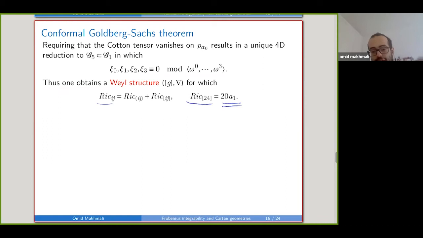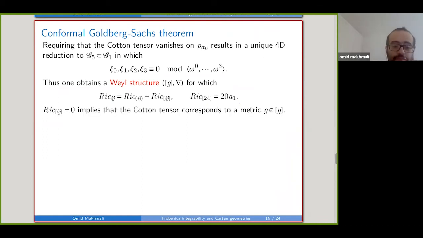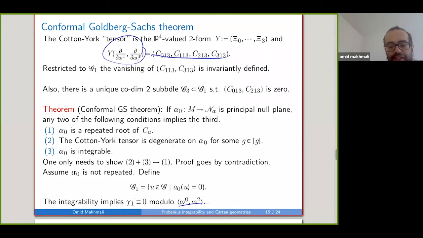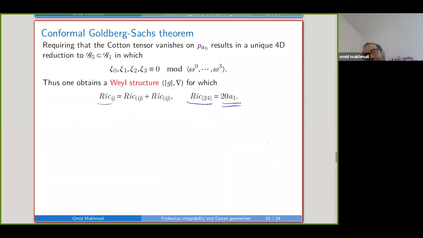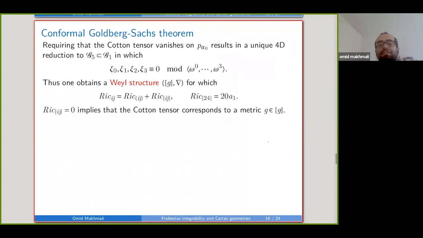If it's zero, then we have a multiplicity two root. But in the statement of the theorem, we were assuming that the Cartan tensor degenerates for some metric. So we want it to arise from a metric, right? We don't want a Weyl structure. And if you want the integrability of a metric in the conformal geometry, then that means a contradiction, because this skew-symmetric part of the Ricci has to be zero.